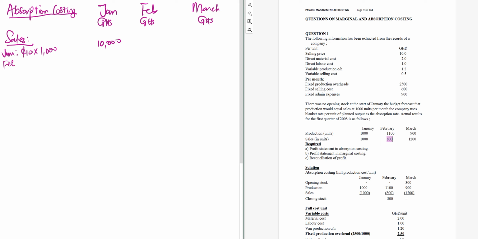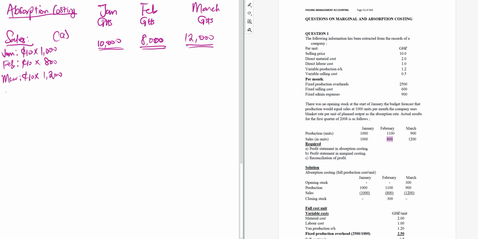When I go to February, the selling price was still 10 cedis. I multiplied this by the 800 units. I end up with sales of 8,000, not so. Then I come to March, sales still 10 cedis. We sold 1,200 units, and that gives me sales of 12,000. So this is how it works. So we've gotten sales down. I will call this A.